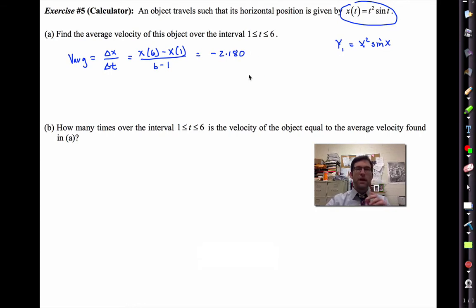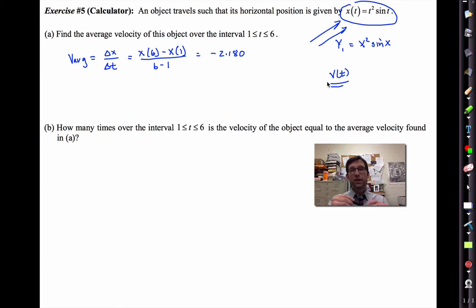So, letter B. How many times over the interval 1 to 6 is the velocity of the object equal to the average velocity found in A? So this is directly the mean value theorem. The mean value theorem guarantees us that the average rate of change of this function right here will also be the instantaneous rate of change of that function, which is the velocity function, at least once. But this question asks, how many times does it happen?